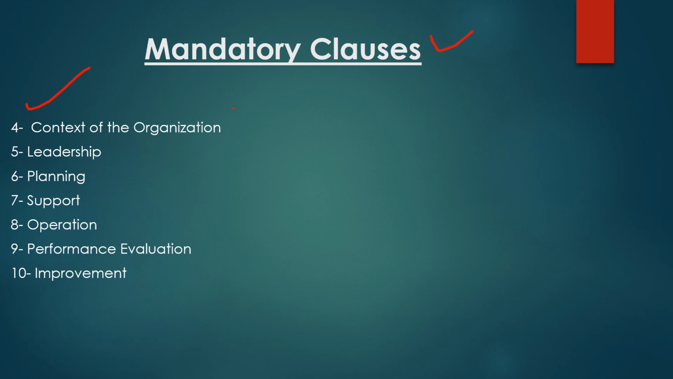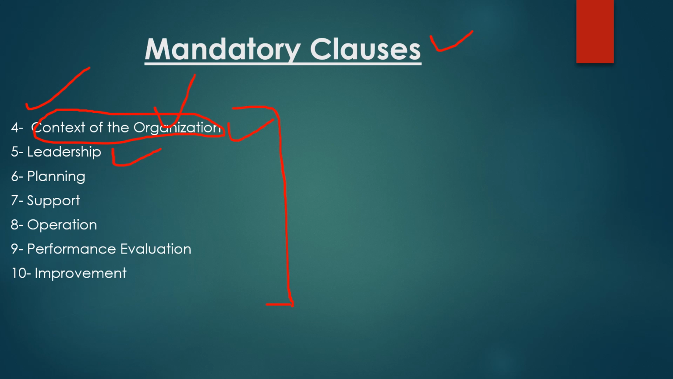That means from 4 to 10, these are mandatory for every organization to be discussed and should be mentioned in their documentation. Number 4 is the context of organization. Under context of organization, what is the scope of the organization, in which sector the organization deals, what is the space of the data center, and what service is provided by the organization. All these should be mentioned under the context of organization.